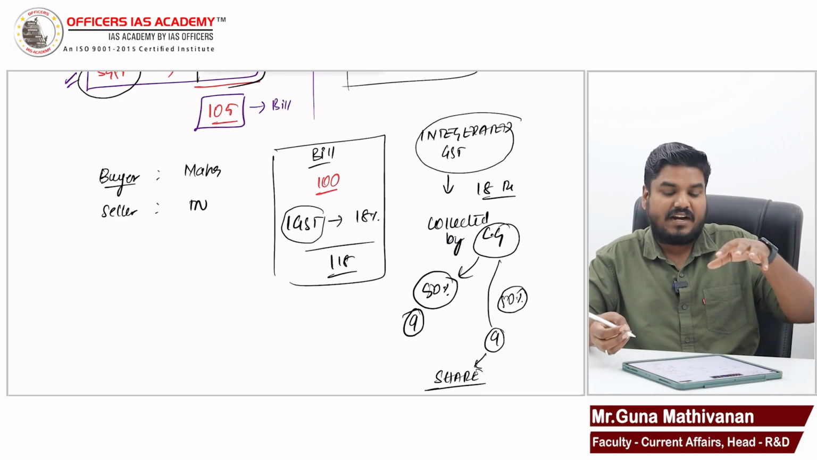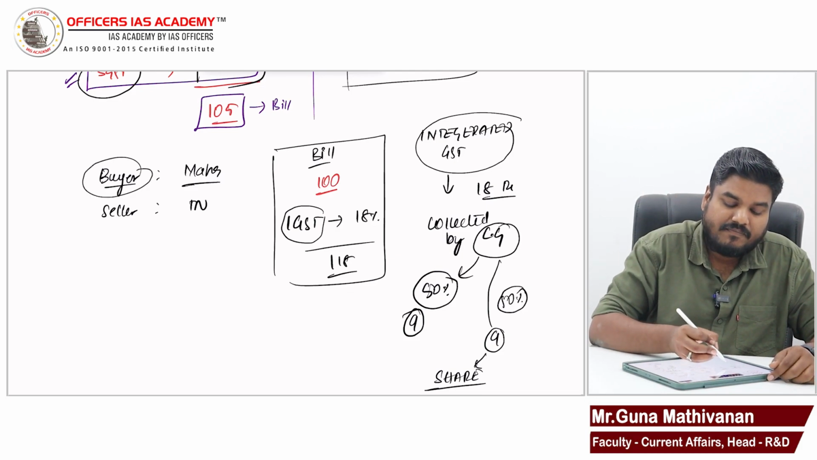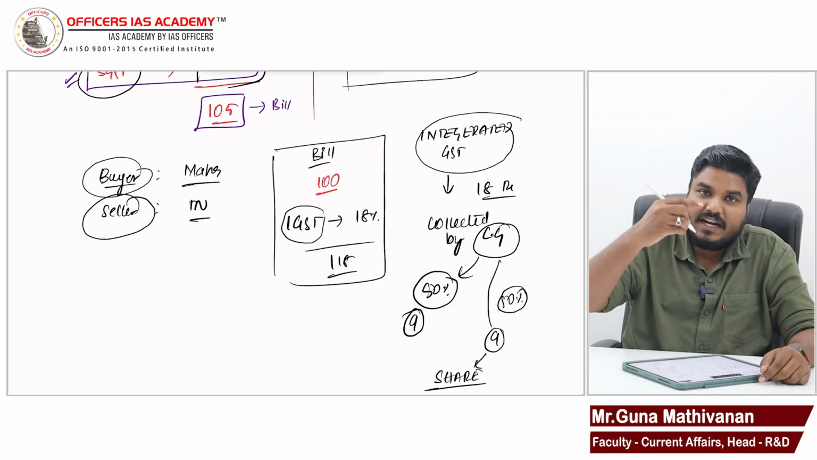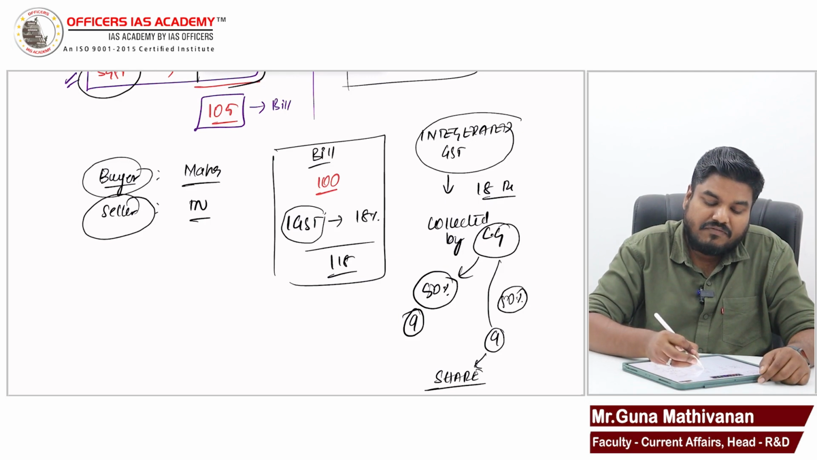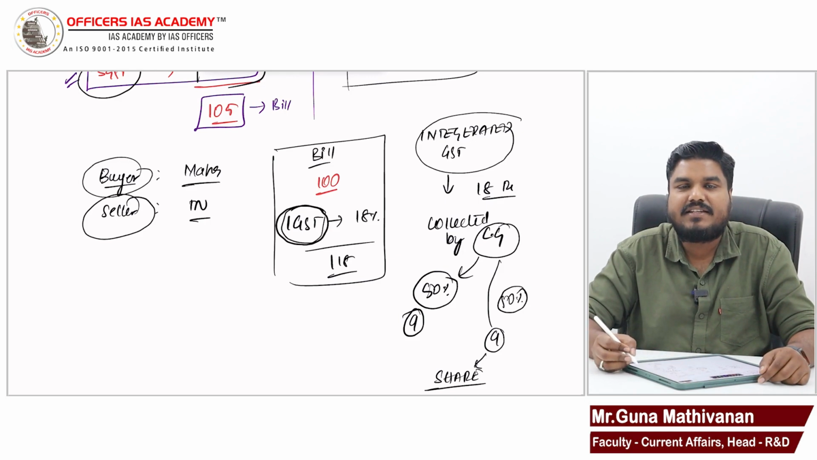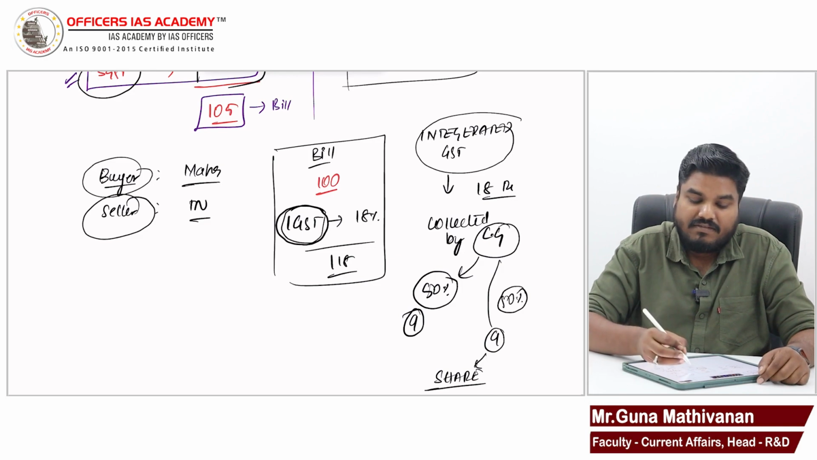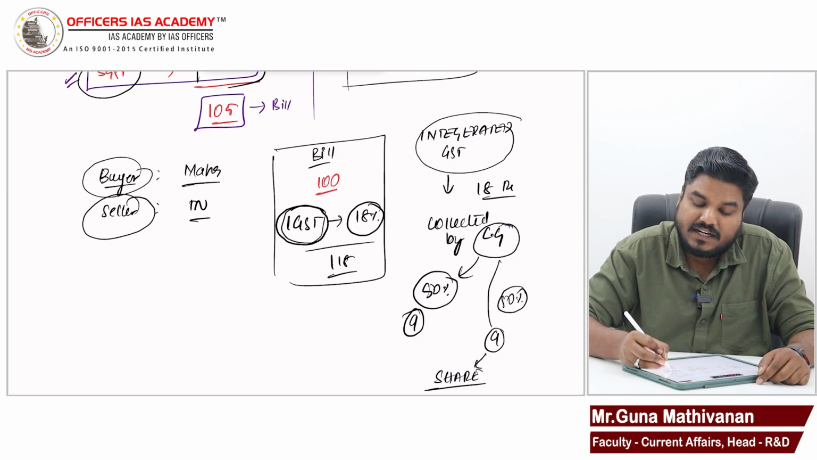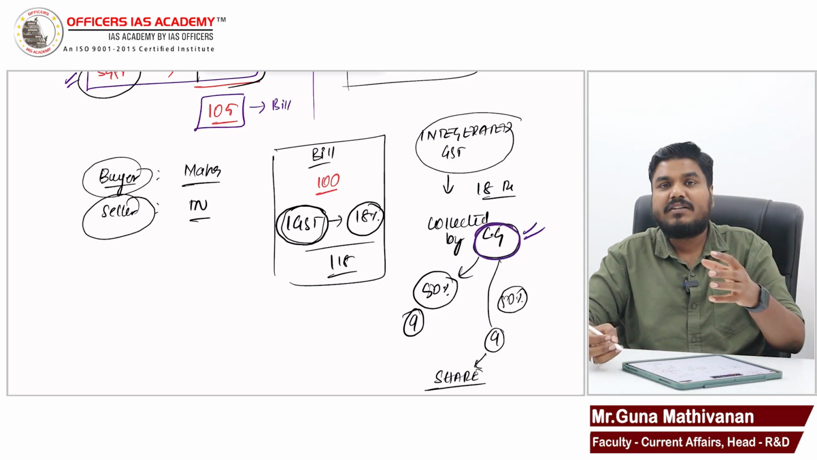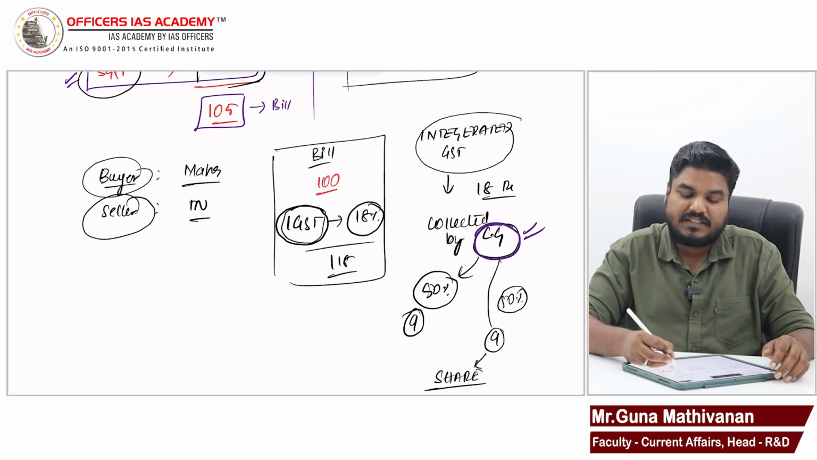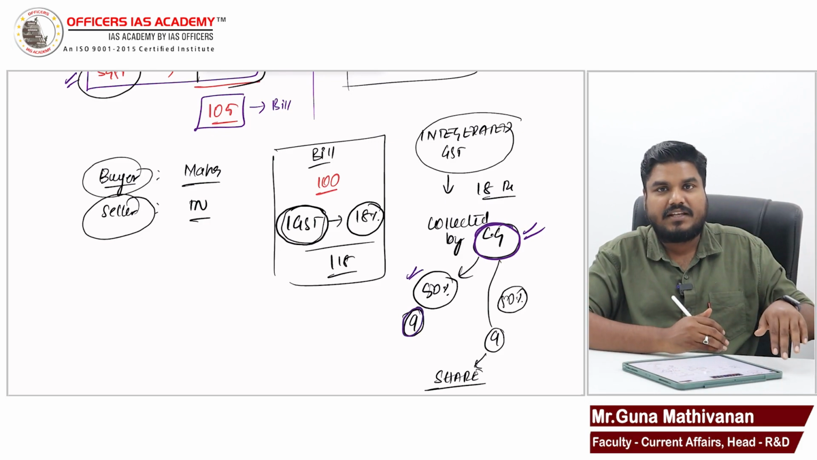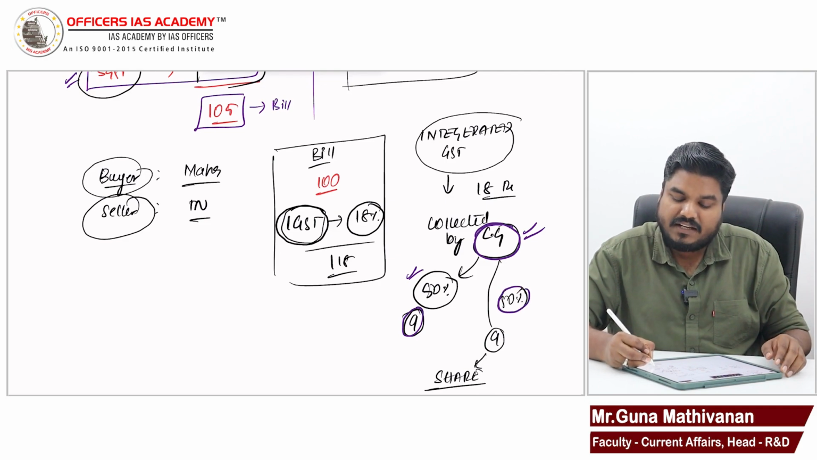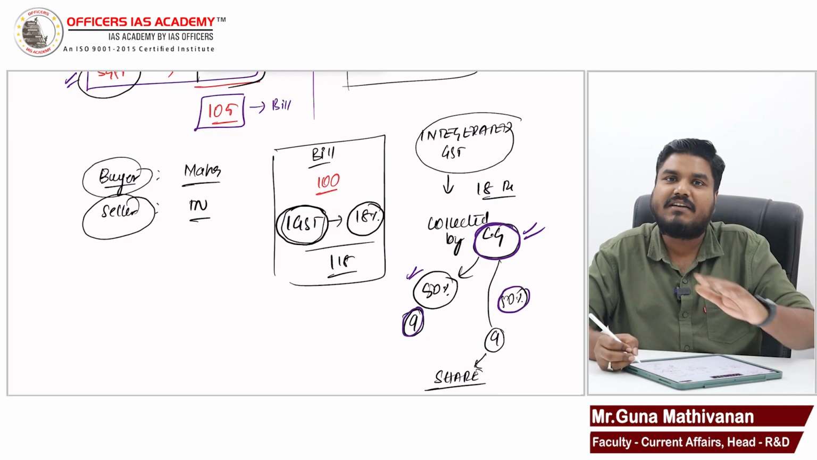Are you clear? I have taken an example. Buyer is Maharashtra, seller is Tamil Nadu. Right? When there is an interstate trade, in this bill you will find only one piece of information called IGST, integrated GST. That 18% tax revenue will be collected by the central government. And what will the central government do? It will keep 50% of the revenue, 9 rupees, within the central government's packet. And the remaining 50%, that is the remaining 9 rupees, will be shared with the state government.